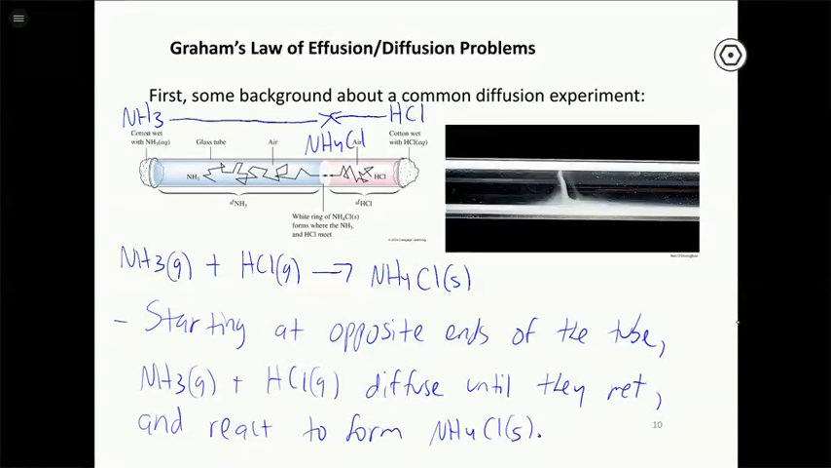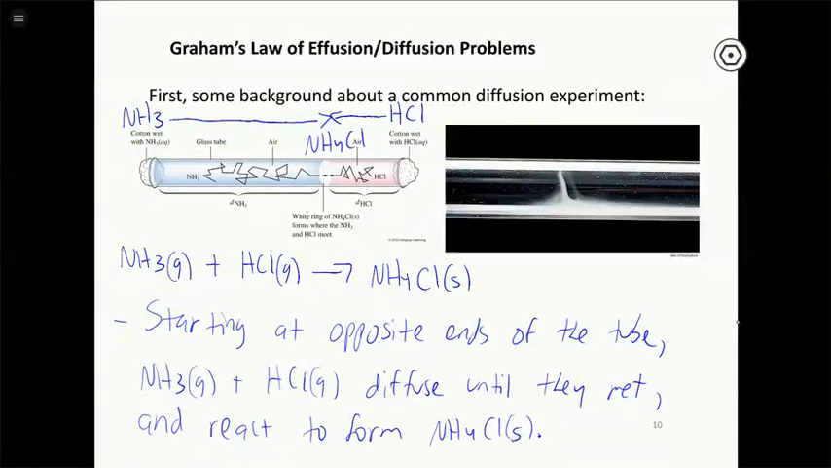Now, another detail that's kind of important is that the way we set this up is that we plug the glass tubes with, I guess, cotton balls or something that has the aqueous solutions of ammonia and HCl, and then the gas ammonia leaks out of the solution and travels through the tube, and the gas phase HCl leaks out of the solution and travels through the tube.